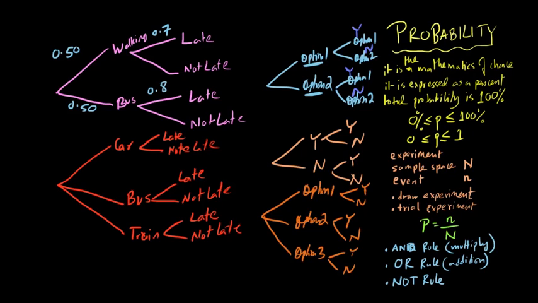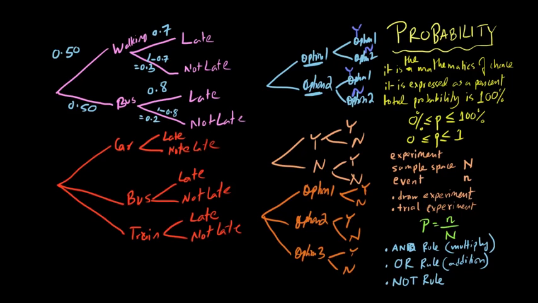So if this is 0.7, then not late means 1 minus 0.7, or 0.3, or 30%. So if there's a 70% chance the person will be late after walking to school, there is a 30% chance a person will not be late after walking to school. So using the not rule. In this situation, if a person goes to school on a bus, the probability of being late is 80%, and the probability of not being late is 1 minus 80%, or 20%, or 0.2. So that's how this works.